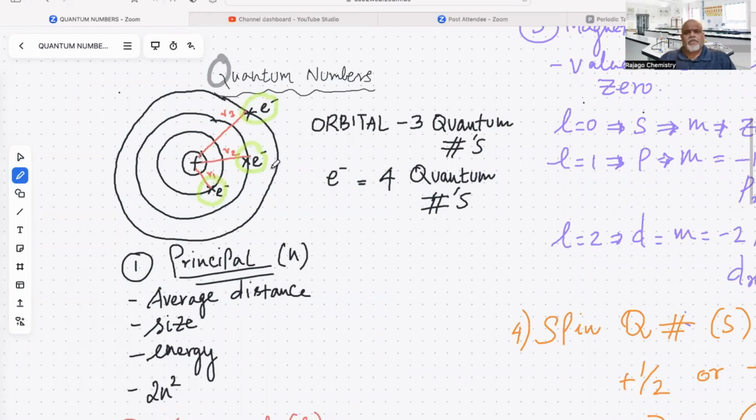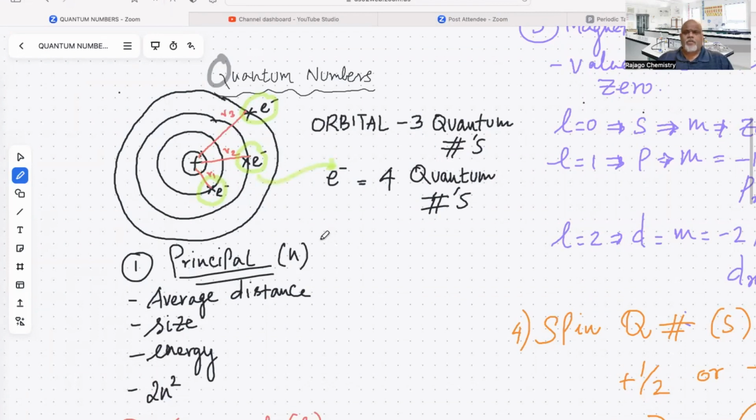So how do we know that electrons exist in orbits in the first place? That's the most important thing. That came from ionization data, which we are going to look at later on. First, let's understand what quantum numbers are. To define an orbital, we need three quantum numbers, and each and every electron will be defined by four quantum numbers.